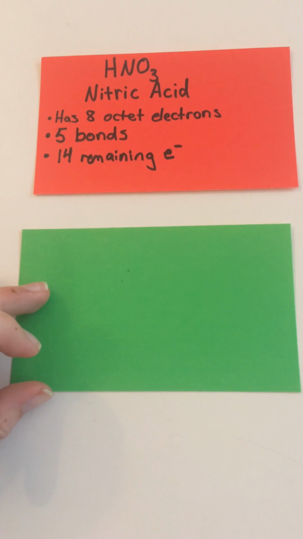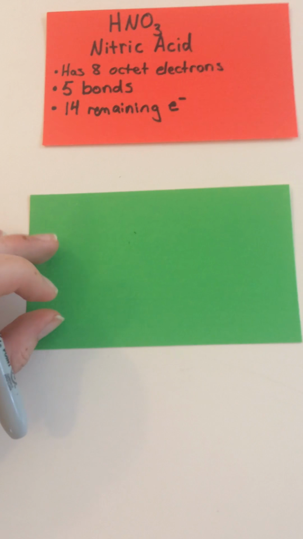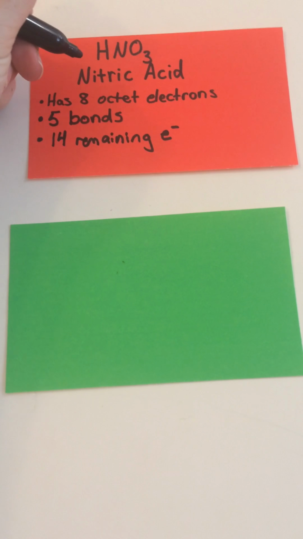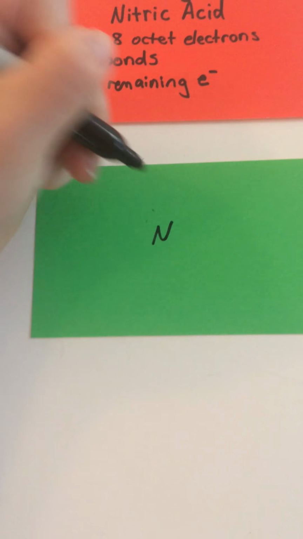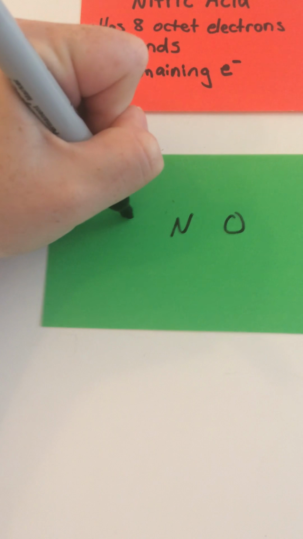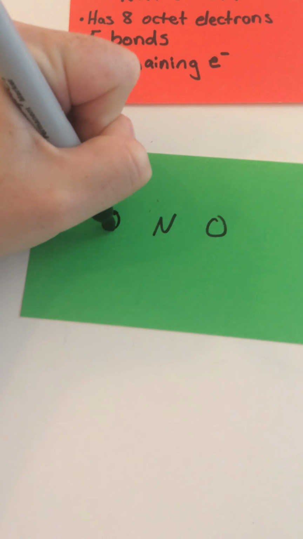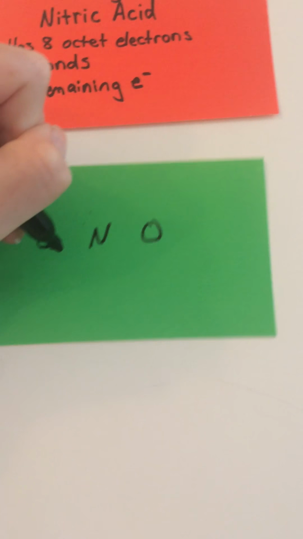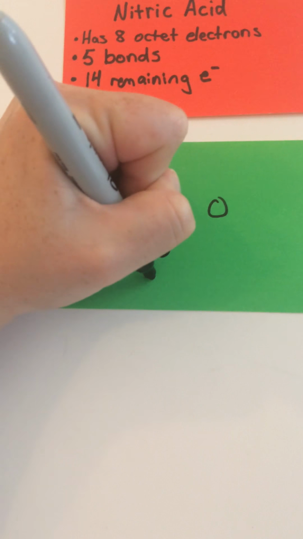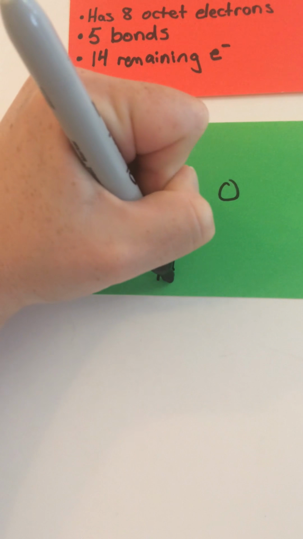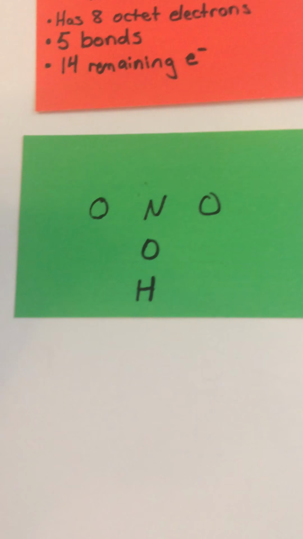We already know that we're going to have 5 bonds, so you set that up. Again it's nitric acid, so that's HNO3. We have to remember that since hydrogen can only have 2 to make itself satisfied, you have to put that on the very end. All right, so there is the HNO3.